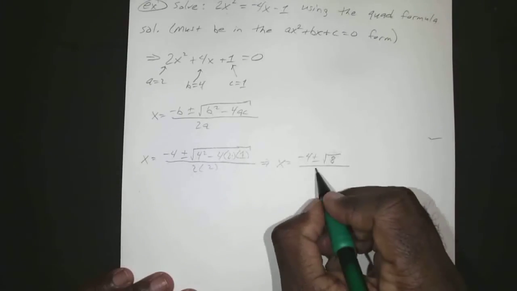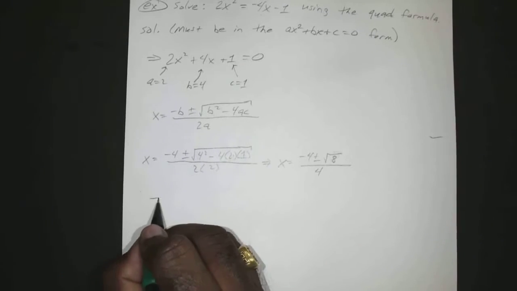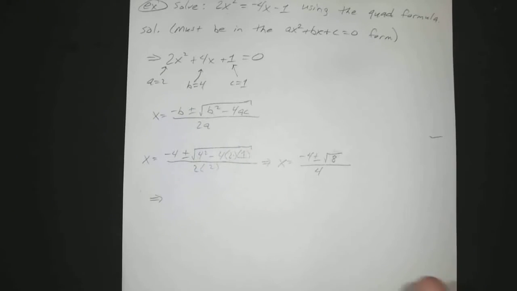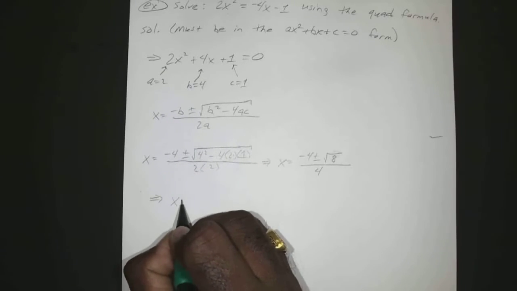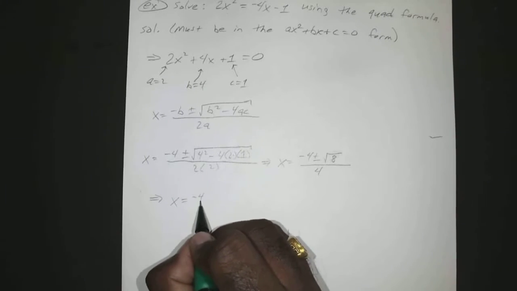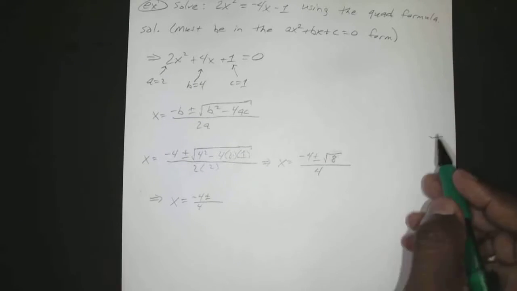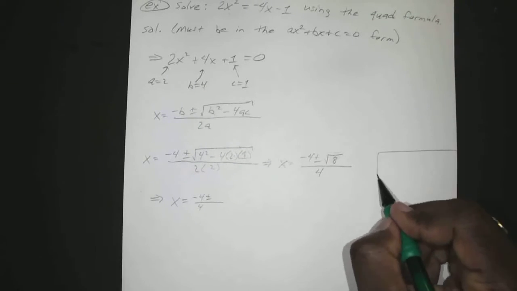All over 2 times 2, which is just 4. Okay. So if we want to simplify it, we could. So x is equal to negative 4 over 4. Well, might as well leave it like that. Negative 4 plus or minus 8. Kind of simplify that first.